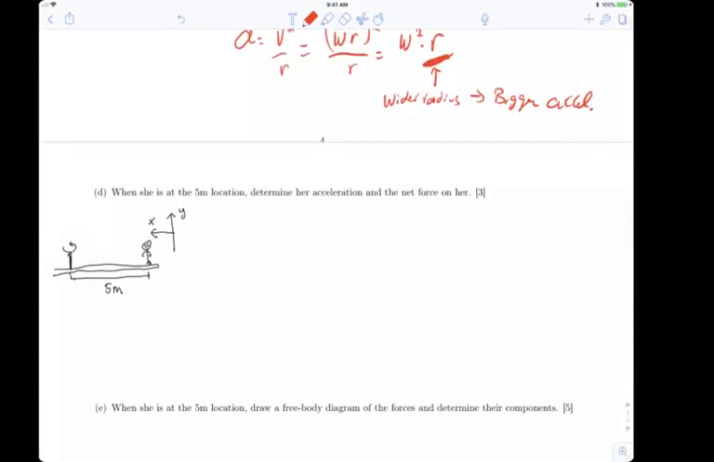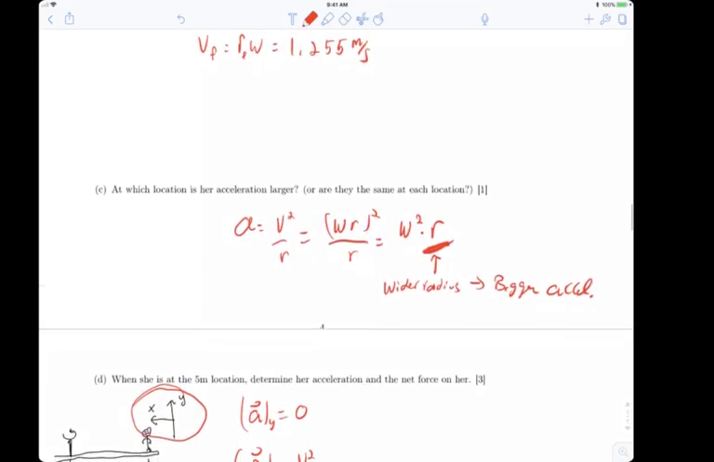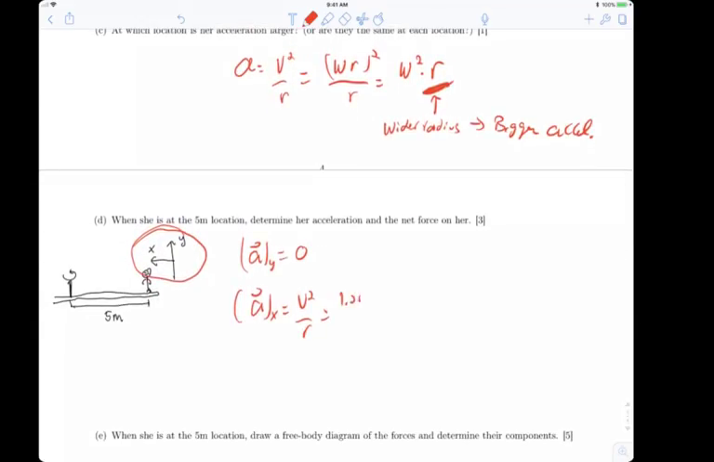Okay, when she's at the 5-meter location, determine her acceleration and net force on her. Obviously, if I give you a little axis like this, it means use these axes to describe these vectors. The acceleration vector in the y direction is 0. The acceleration in the x direction is v squared over r. So that's 1.255 all squared divided by 5, which is 0.315.